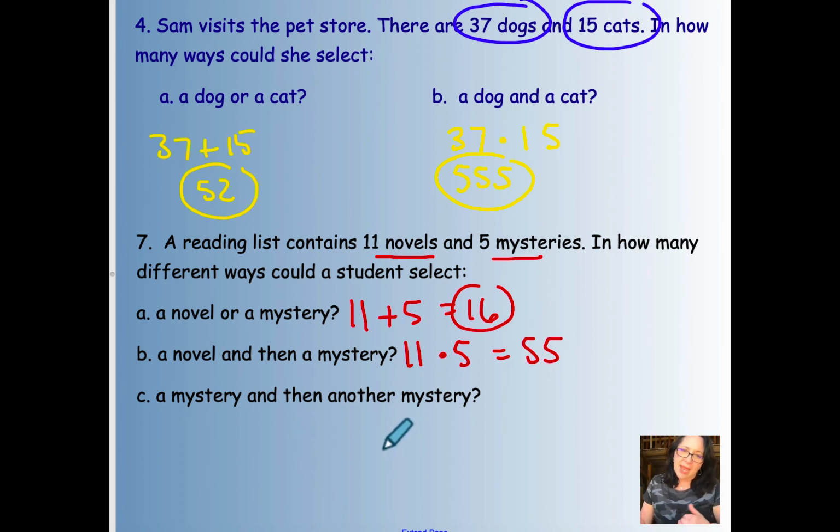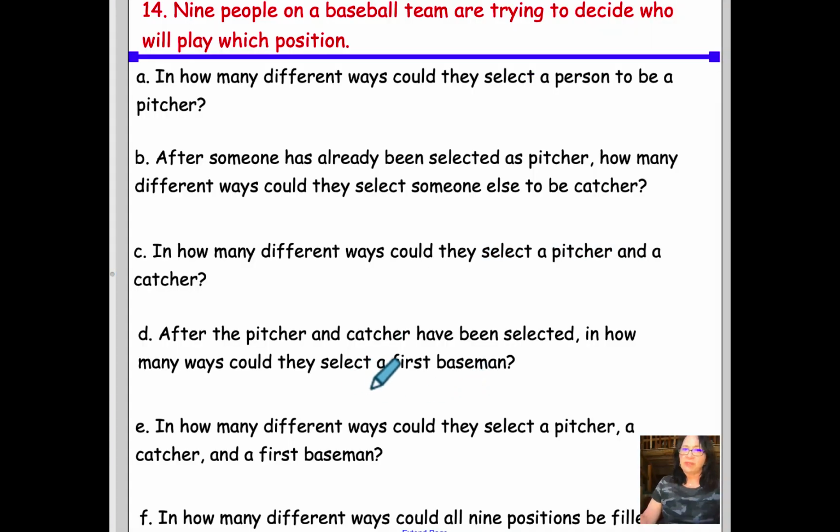A mystery and then another mystery. Well, that one could be a little bit tricky because I've got 5 mysteries, but I picked one. But then my next chance is going to be 4 because I already took a mystery out. So my different ways I could select that is now 20 because of course I selected 1.